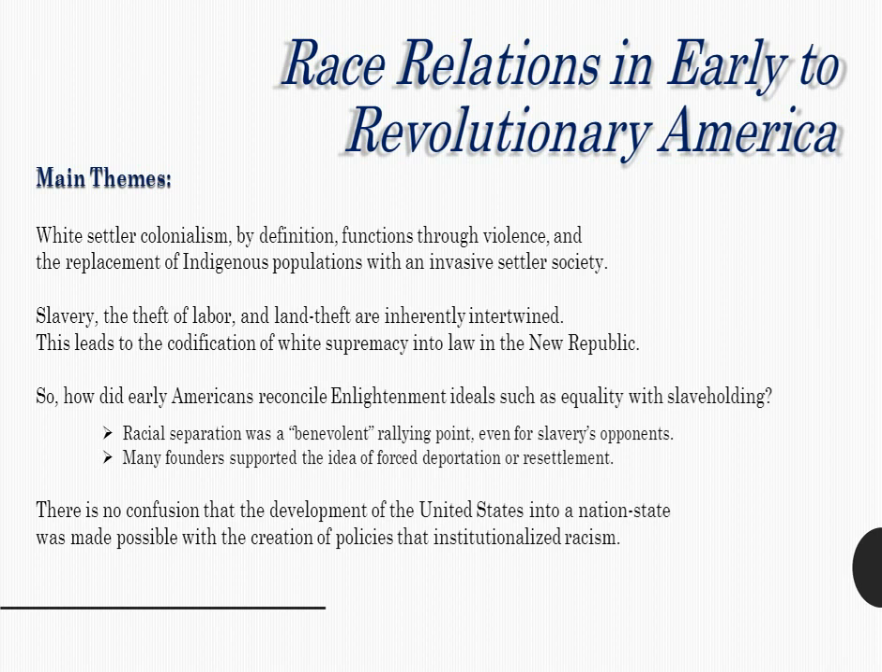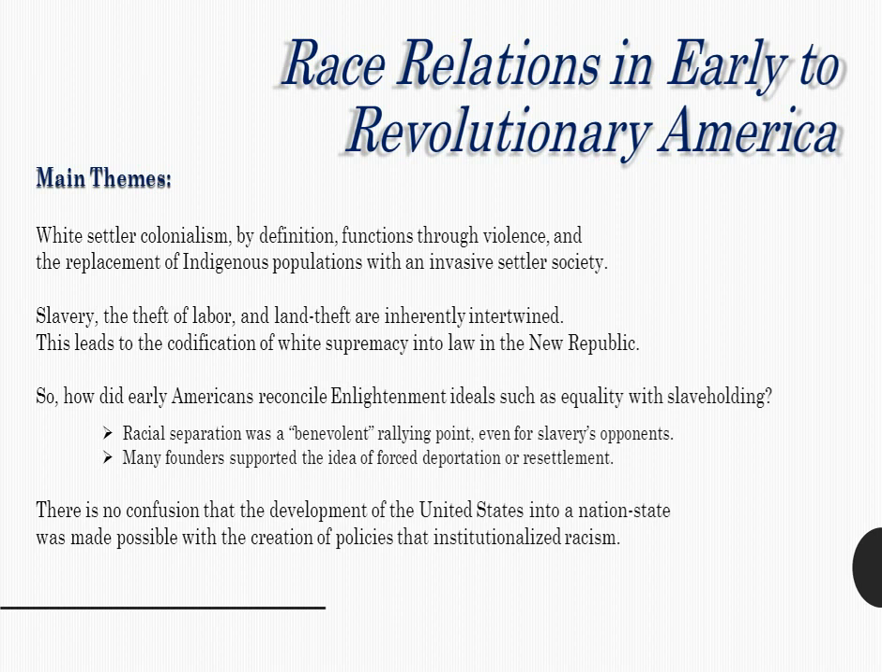Race relations in early to revolutionary America were complicated and are poorly understood by many people today. It's important to frame the discussion within the context of colonialism. So let's define that. Colonialism is a system that occupies and usurps labor, land, and resources from one group of people for the benefit of another. But there are different types of colonial projects.